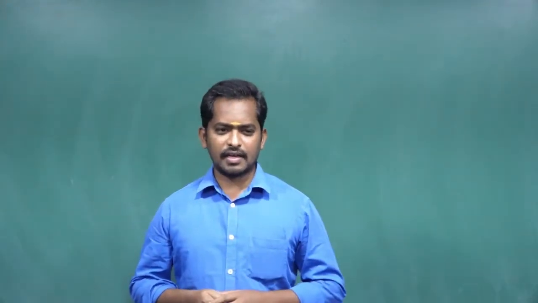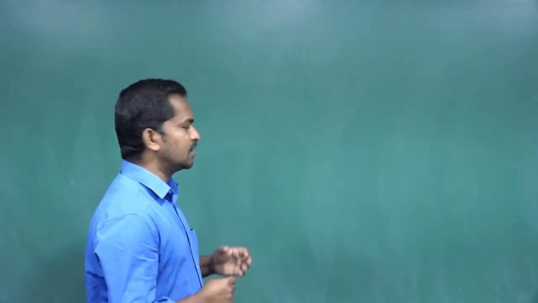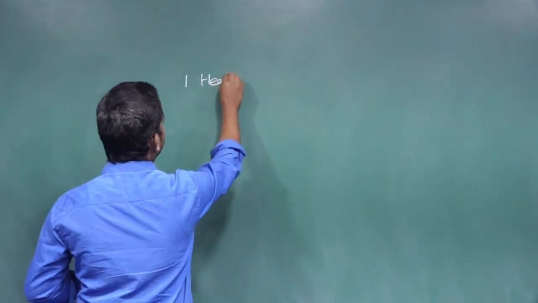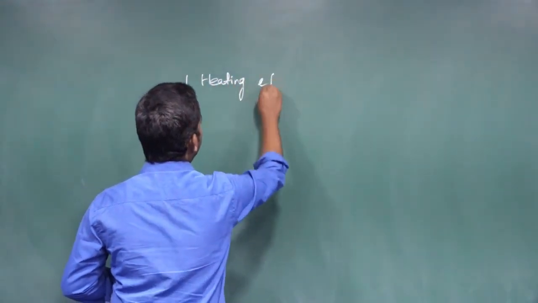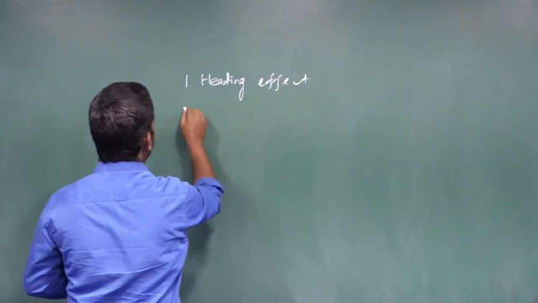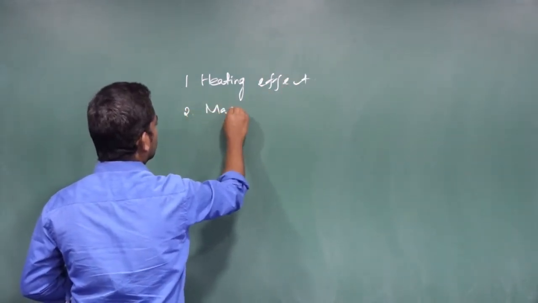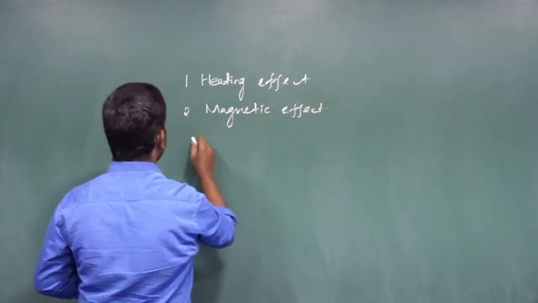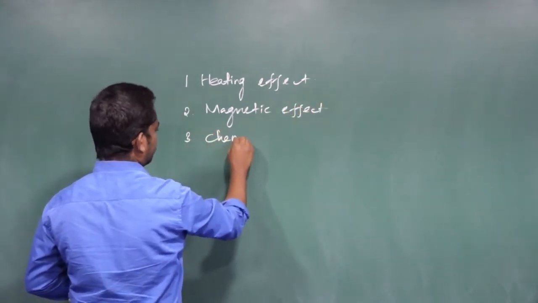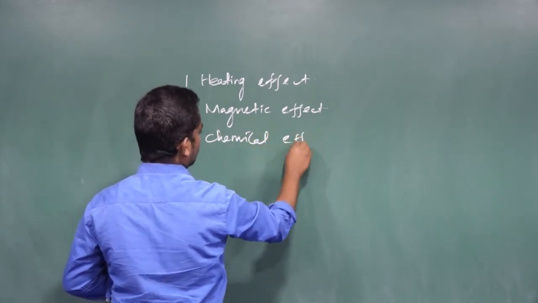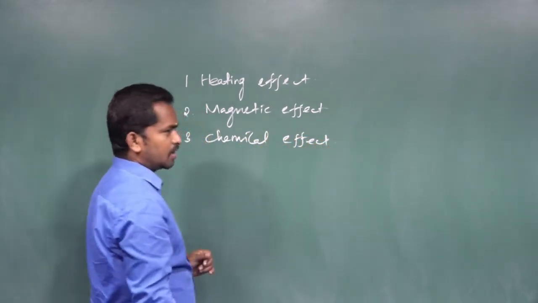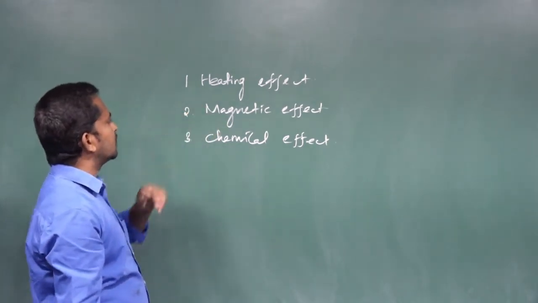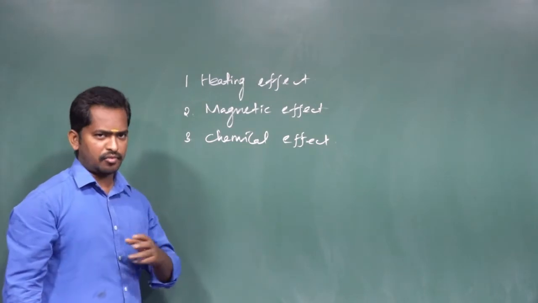Today our topic is effects of electric current. There are three important effects. One is the heating effect, the second one is the magnetic effect, and the third one is the chemical effect. These three effects play an important role in this topic: heating effect, magnetic effect, and chemical effect.